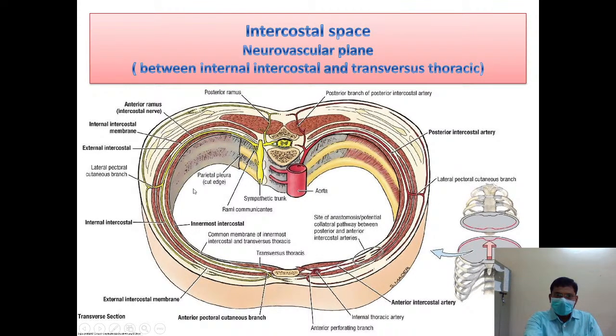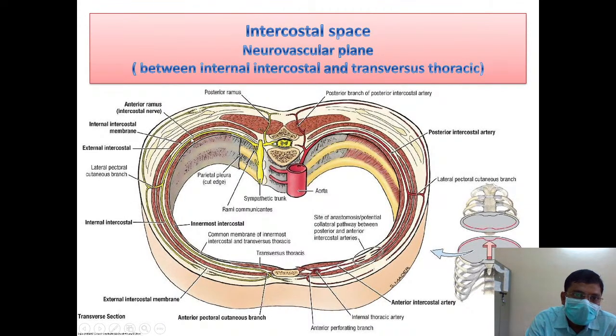If you enlarge this section, this is a transverse section of the thorax. In this transverse section, you can see how the ribs are going out. Now you can see the aorta, just adjacent to the vertebrae. This is the thoracic vertebra, and you can see the sympathetic trunk traveling here. From here you can see the intercostal spaces where the nerves are coming. Typically the intercostal space contains a nerve and also an artery and vein.